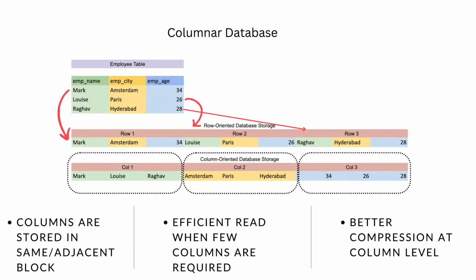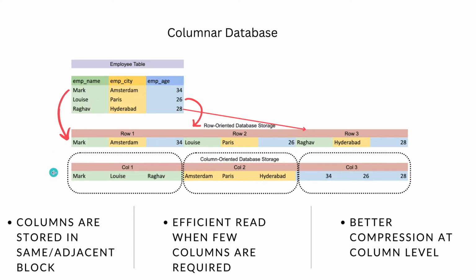So say I have an employee table and there are three columns in the employee table: employee name, employee city, and employee age. So all the rows are stored in a storage block. I'm talking about physical storage of the data in the disk. So in this case, what will happen? The first row will be stored in the first storage block. The second row will be stored in the second storage block, and the third row is stored in the third storage block. So this is how in a row oriented database, information is stored in the storage.